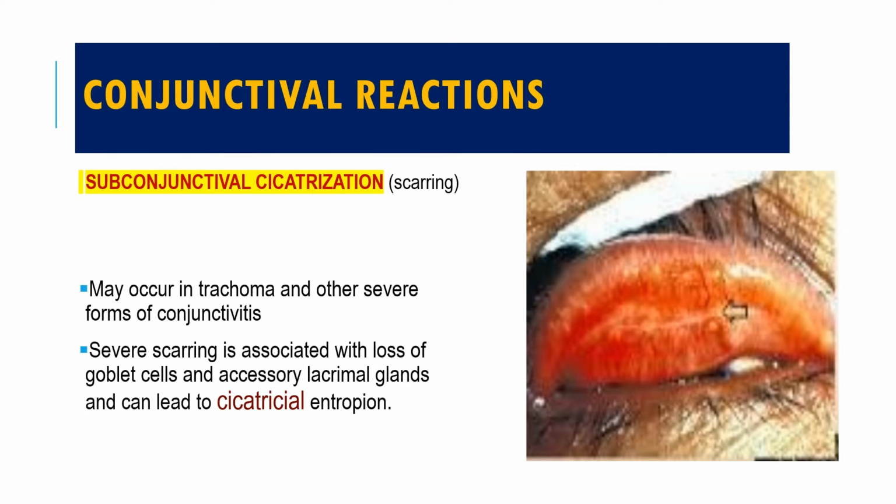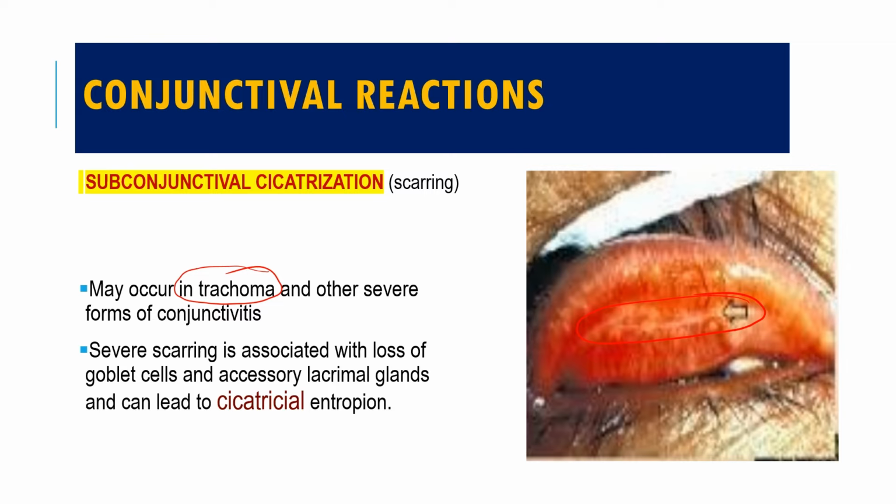Now, another type of conjunctival reaction is subconjunctival cicatrization or scarring. So as I told you, inflammation can become chronic and it can cause fibrotic changes, leads to subconjunctival cicatrization. This picture over here is actually showing you the linear fibrotic line, which is called the Arlt's line, which is seen in case of trachoma. This cicatrization is seen in trachoma, and there are other forms of conjunctivitis also.